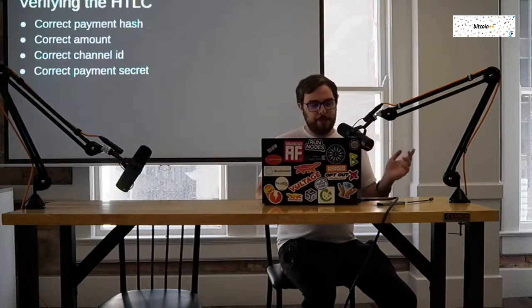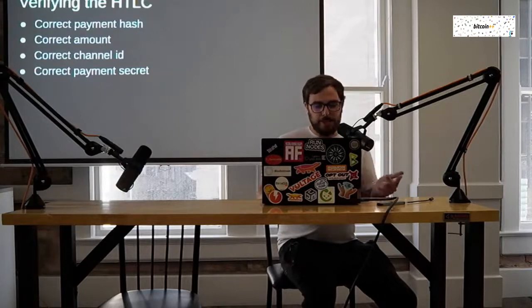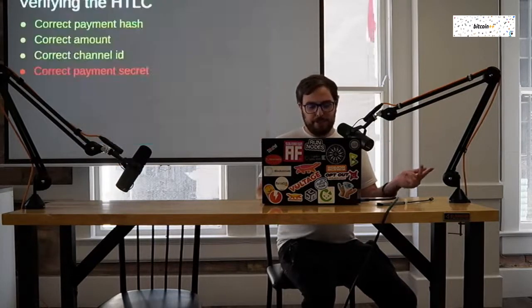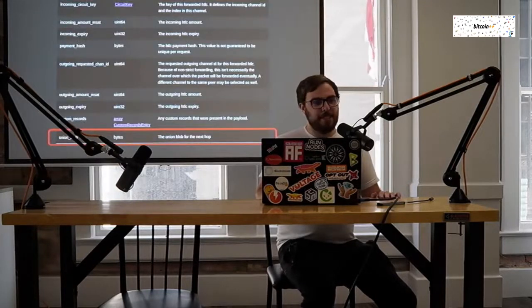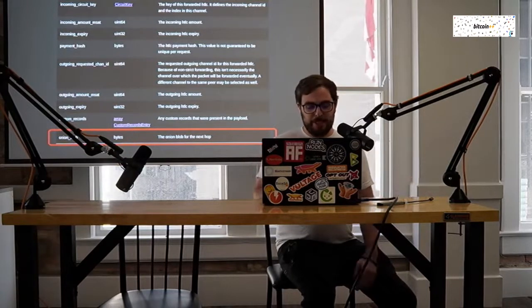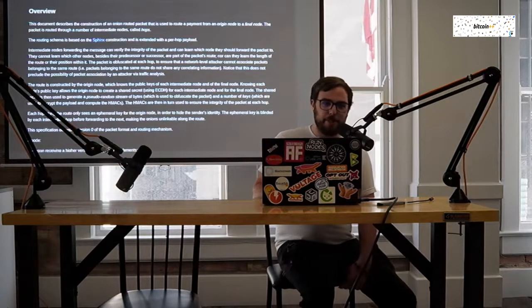And then now we need to verify this HTLC to see if it's correct. So we have to verify a payment hash, an amount, channel ID, and payment secret. And this HTLC intercept request sends us a payment hash, a channel ID, and the amount, but there's no payment secret. You'd think it'd be easy, but it's not. There's an onion blob here, and if you don't know, in Lightning, everything's onion encrypted. There's all this fancy math going on, which is called Bolt 4.